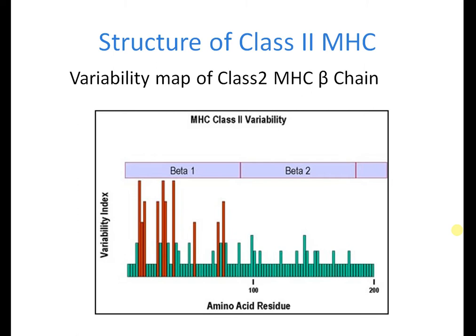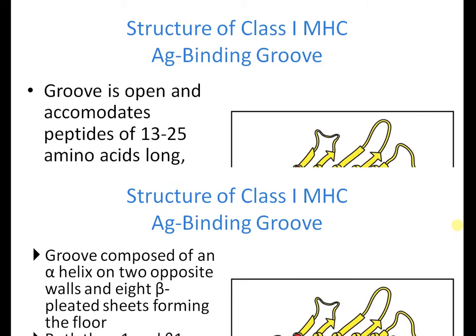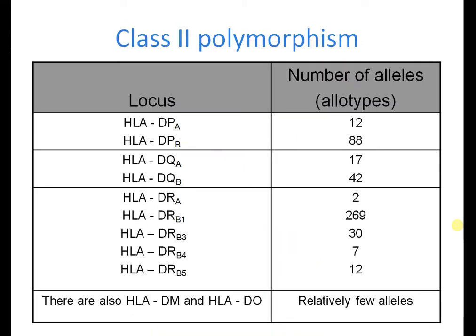This is variability and polymorphism. The structure of class 1 and antigen binding, this is how the structure is shown. So this is class 1 antigen binding sites, 13 to 25 peptides. This is the class 2 polymorphism like HLA-DR, and HLA-DM and HLA-DO are relatively less polymorphic.